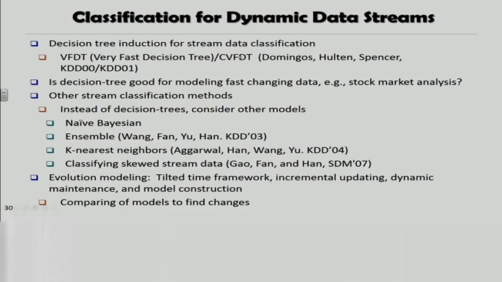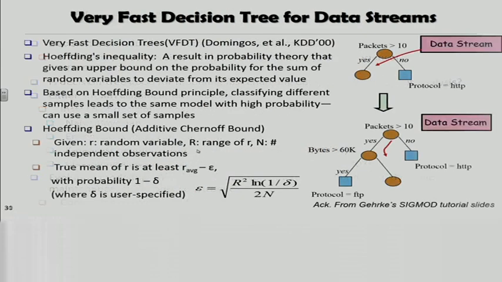And there are several very interesting algorithms. I'm going to give you a simple introduction. One is from University of Washington professor Pedro Domingos, the very fast decision tree, and also the concept-drifting very fast decision tree. And we will give you some other methods as well. Let's first look at Domingos' first algorithm. This algorithm is called the very fast decision tree.